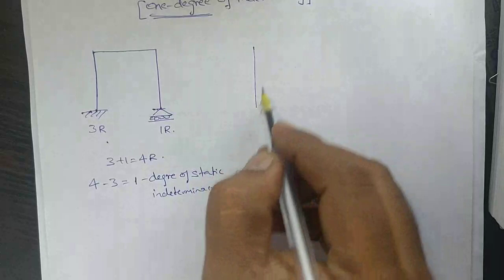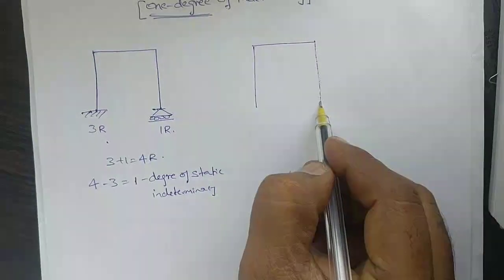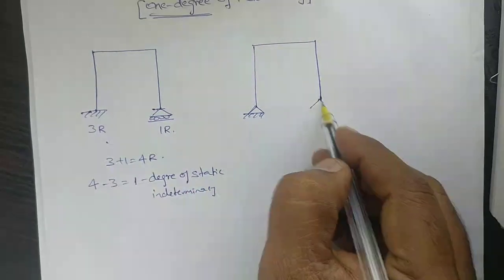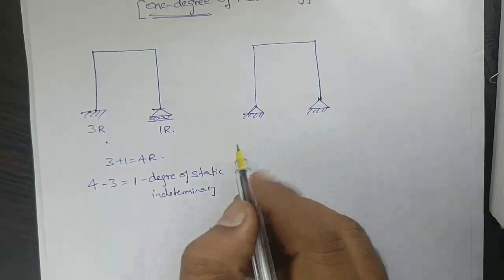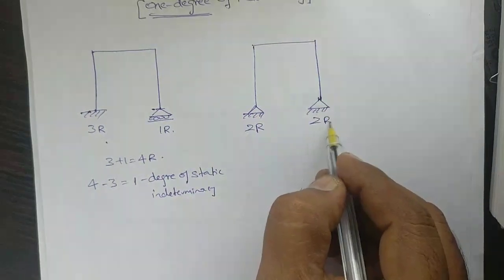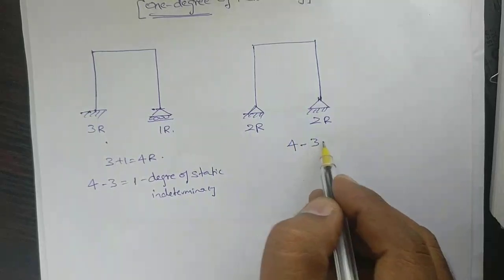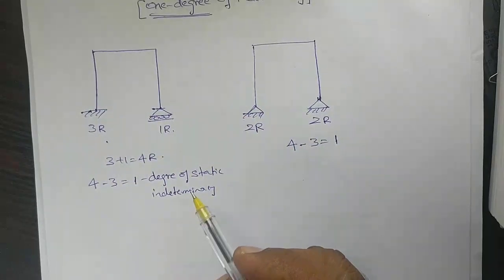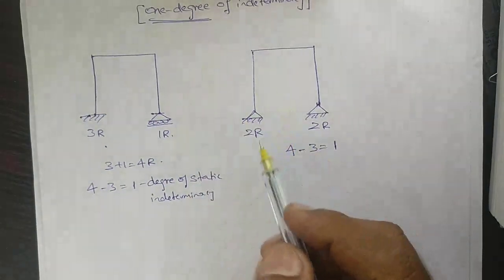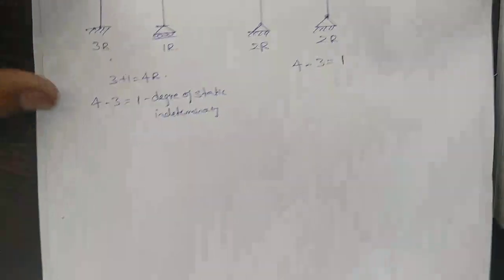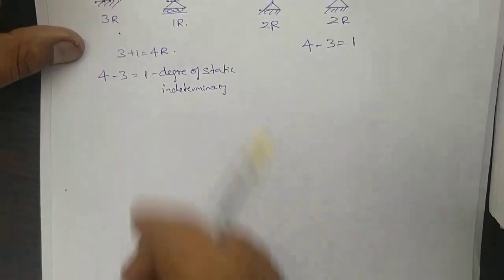Likewise, if we are having a frame like this, with a hinge and also a hinge, a hinge means 2 reactions. Here also 2 reactions. Therefore, total 4 minus 3, again 1. So this type of structure we are going to analyze using the energy method. So let us start the problem. When we solve the problem, we will understand how we are going to do the analysis.